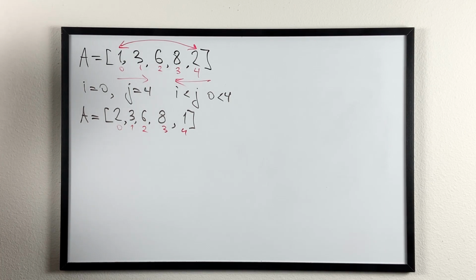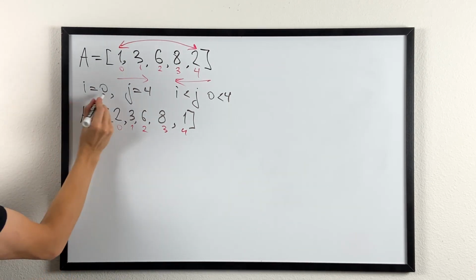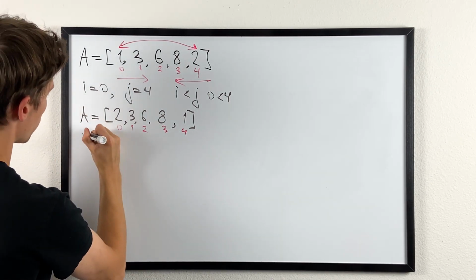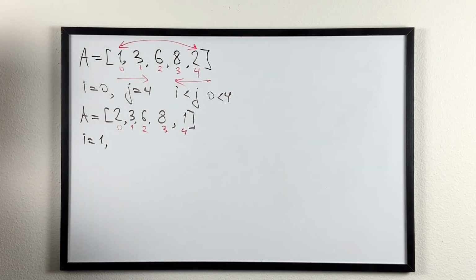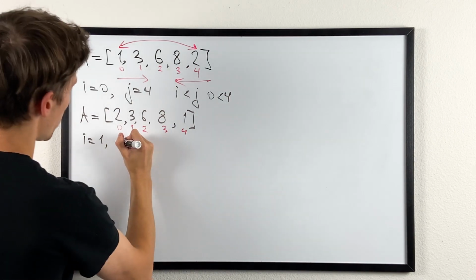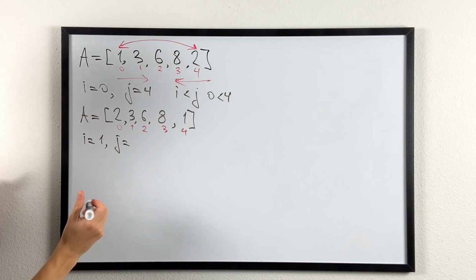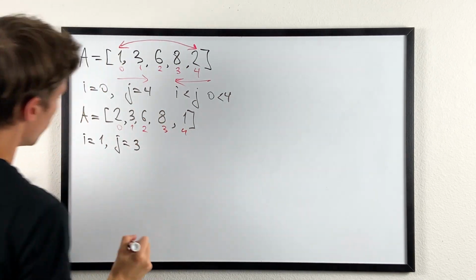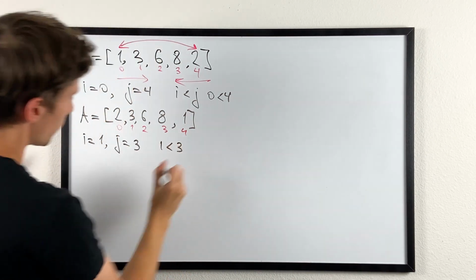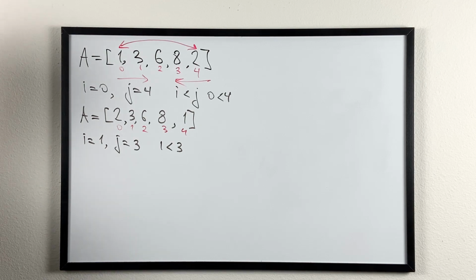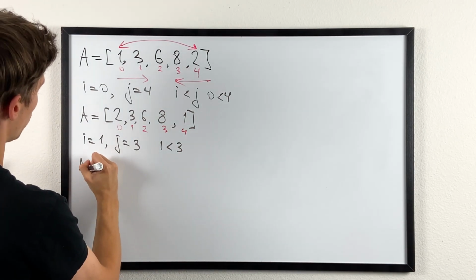Okay, let's move to the next step. We will be increasing i by 1, so i will be equal to 0 plus 1, 1. And we will be decreasing j by 1, so j will be equal to 4 minus 1, 3. Let's check our condition. 1 less than 3. It is true, so we can proceed.